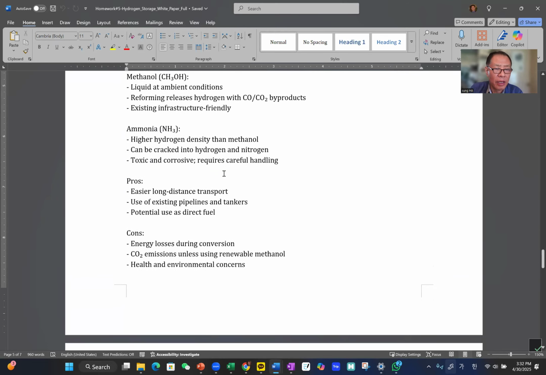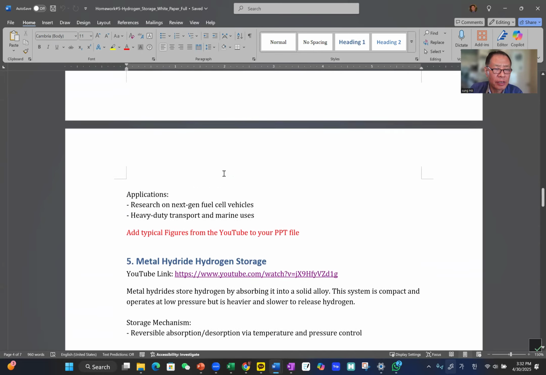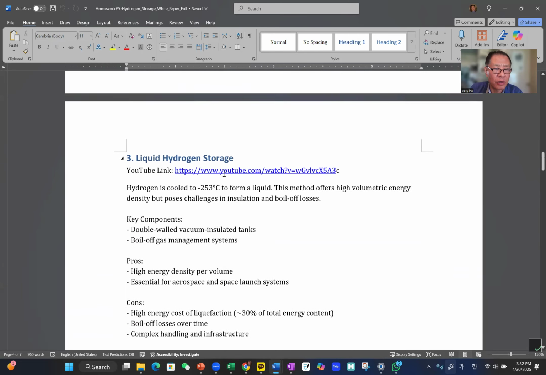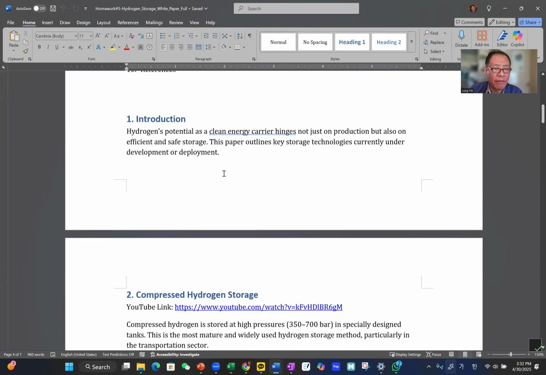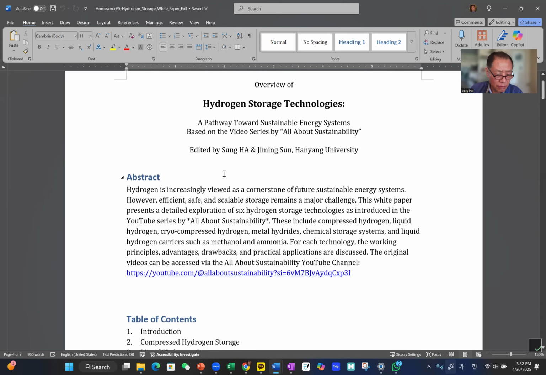Okay, anyhow, I'm sure you already reviewed all these different types of hydrogen storage. As emphasized in the very beginning, the production and generation of hydrogen is important, but to use it for useful applications, we have to have a method to store it. So storage is one of the keys.